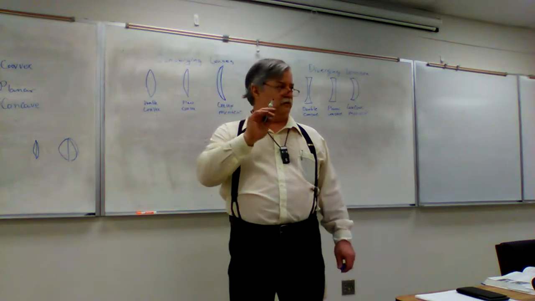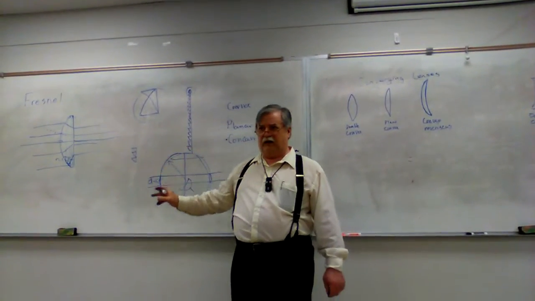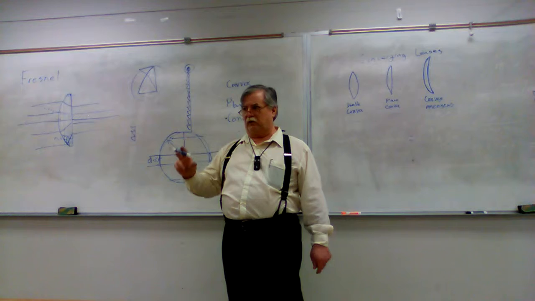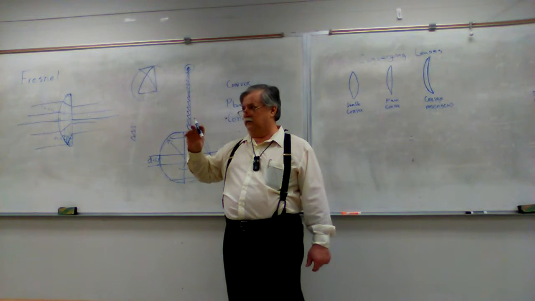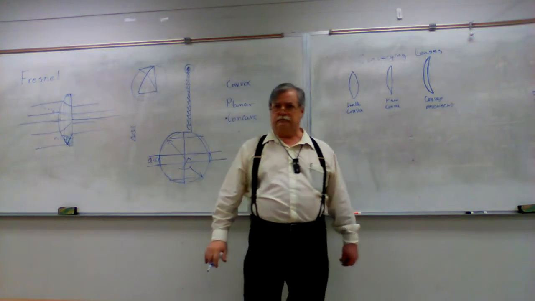So that's the last take home for today. The fact that it's a thin lens means that the radius of curvature of the lens surface is much greater than the diameter of the lens itself.